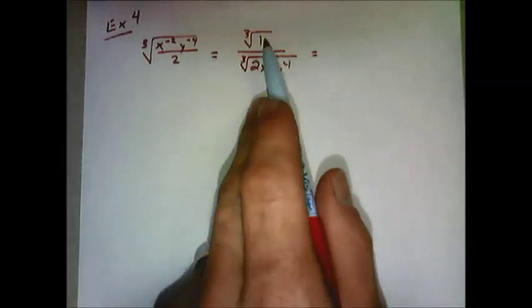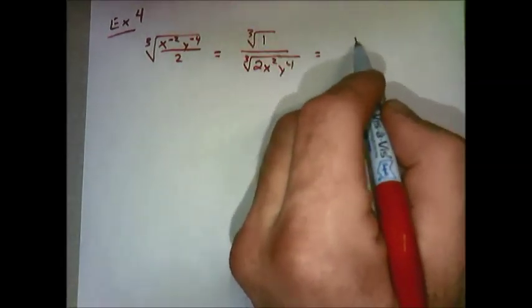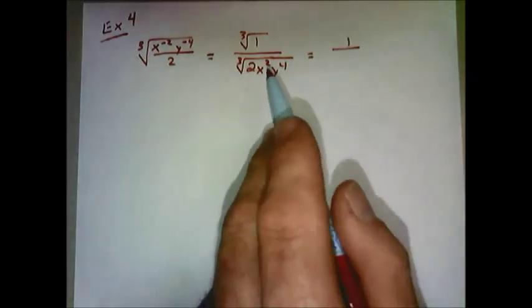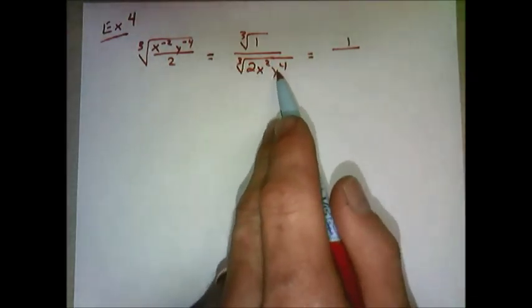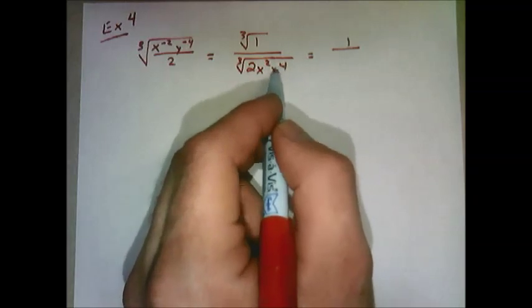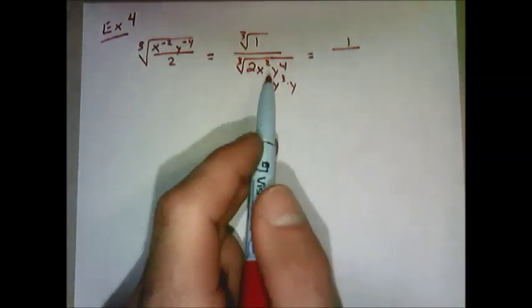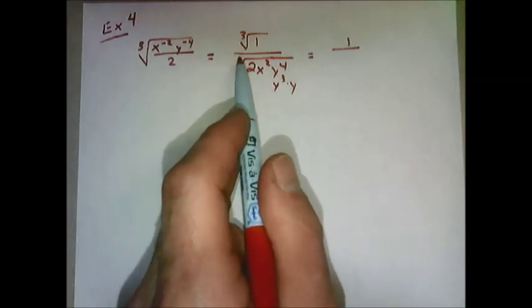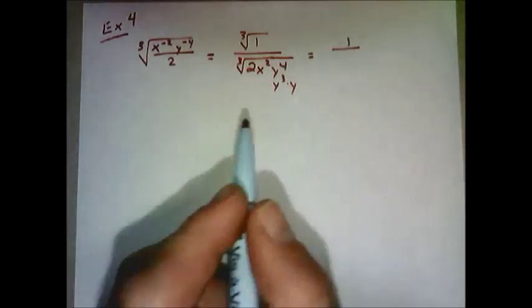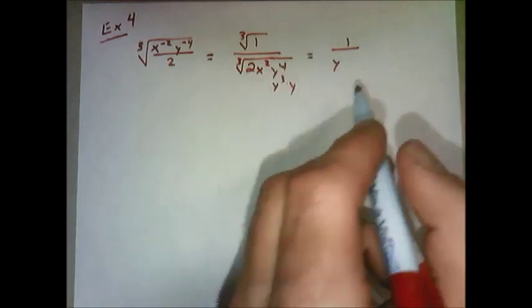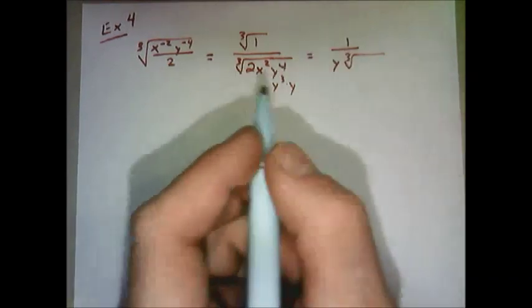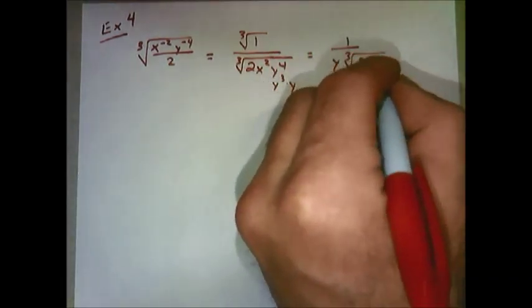Now if I clean this up, the 3rd root of 1 on the top is still 1. The 3rd root of 2x squared y to the 4th, I can clean up y to the 4th, which is y to the 3rd times y. Remember, we want that exponent to be divisible by the index. So we end up with y times the third root of 2x squared y.